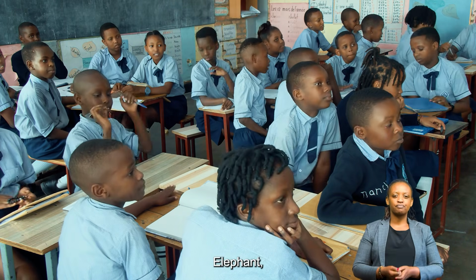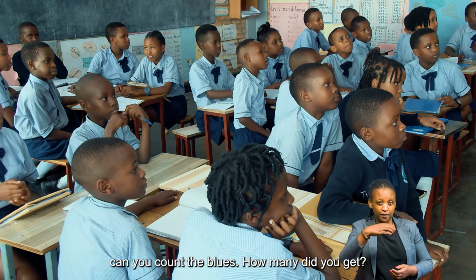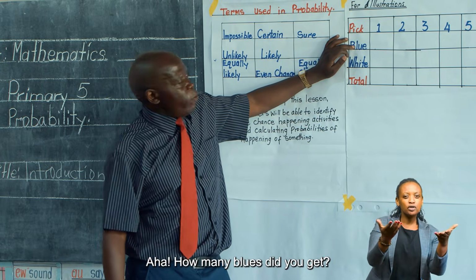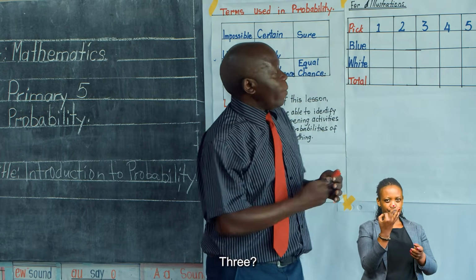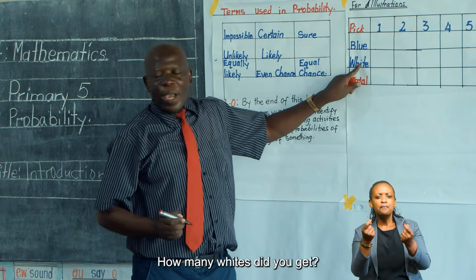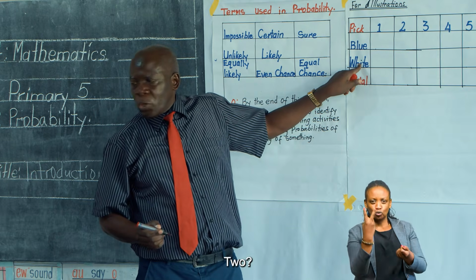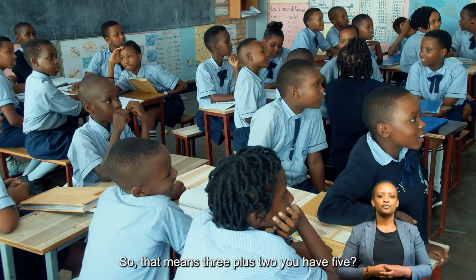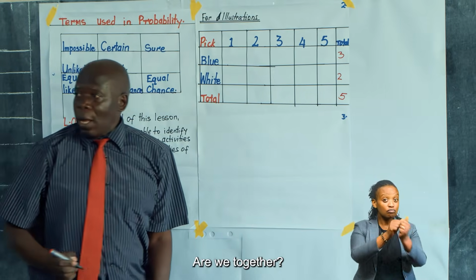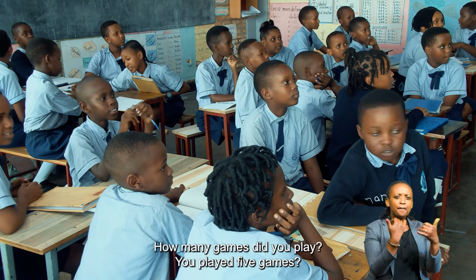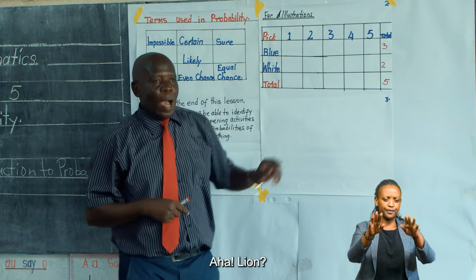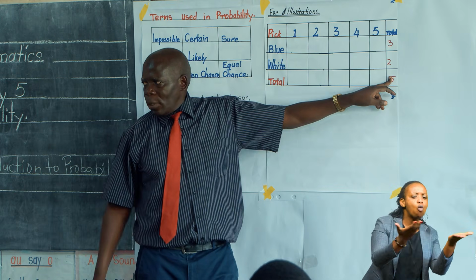Now, elephant, can you count the blues? How many did you get? Elephant, where are you? How many blues did you get? 3. You got 3. How many whites did you get? 2. Good. So that means 3 plus 2, you have 5. Are we together? How many games did you play? You played 5 games. Are we together? Lion, where are you?